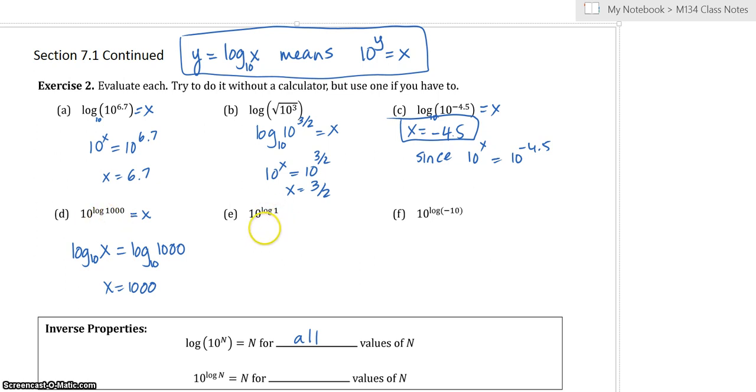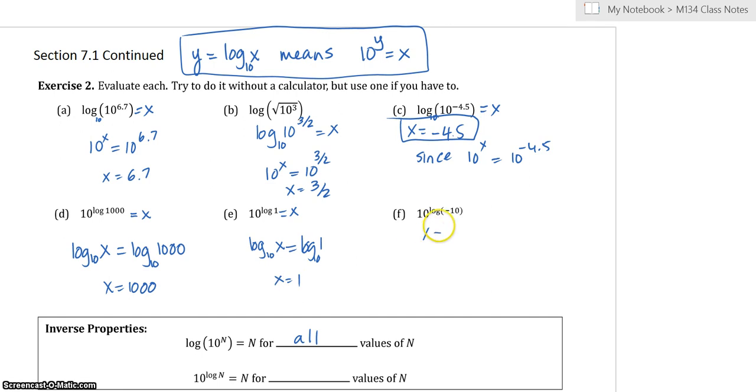So this is probably going to be 1. Let's try it. Make this an x. So there'd be log, going backwards, the base is 10. The x is what's in the inside, and the exponent is alone. And there's an imaginary 10 there, so the x is just 1.